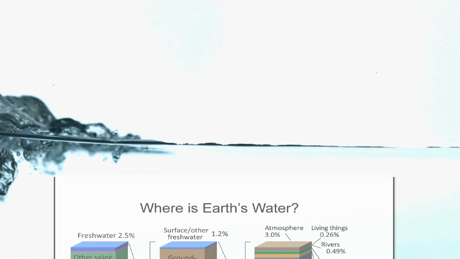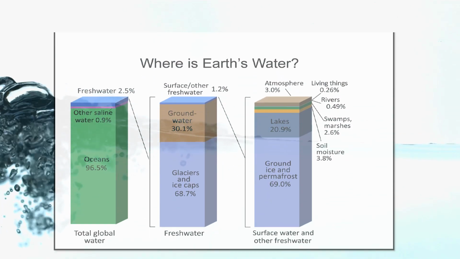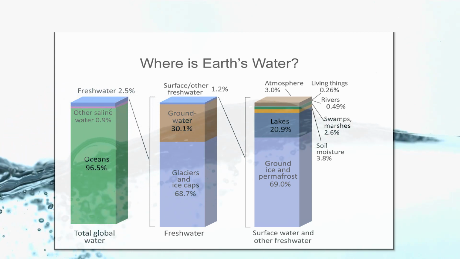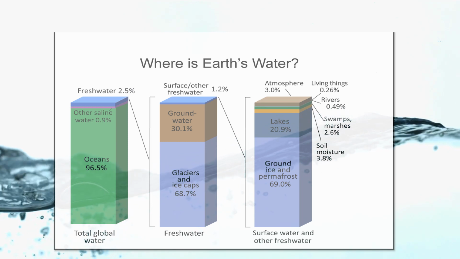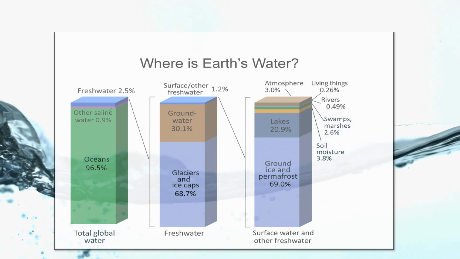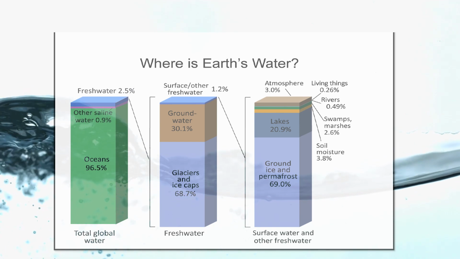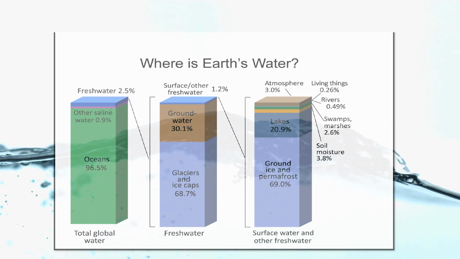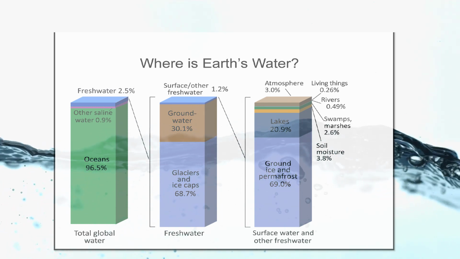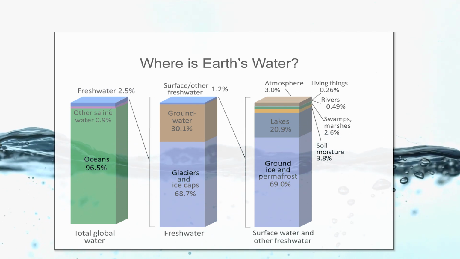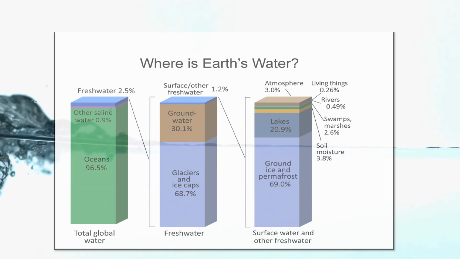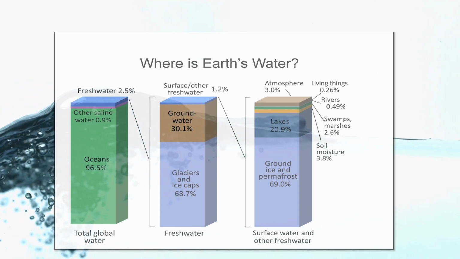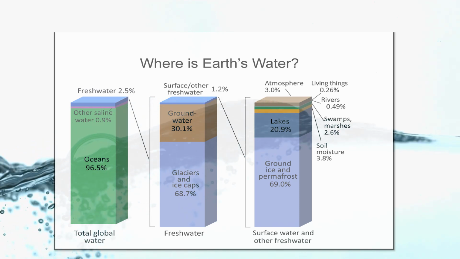Where is earth's water? It has been seen that approximately 96.5% of the water is present in the oceans, whereas 0.9% is saline water. Only 2.5% is present as fresh water. Out of this 2.5% fresh water, 68.7% comes from the glaciers and ice caps, and 30.1% comes from the groundwater, and it occupies only 1.2% as other fresh water or the surface water.